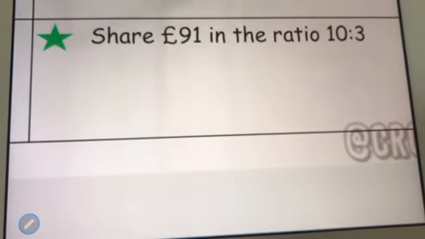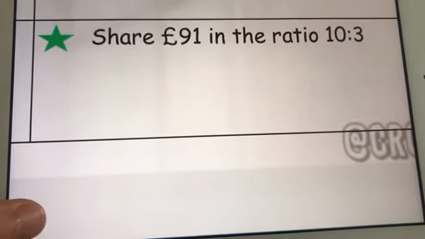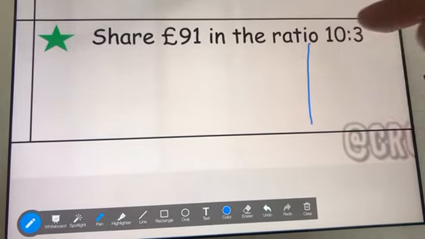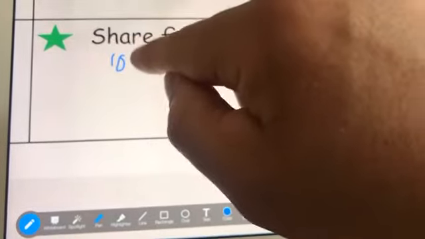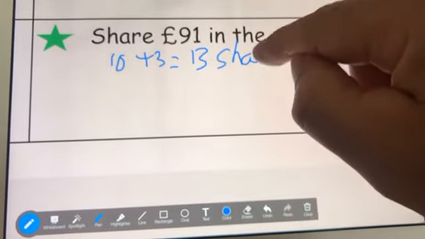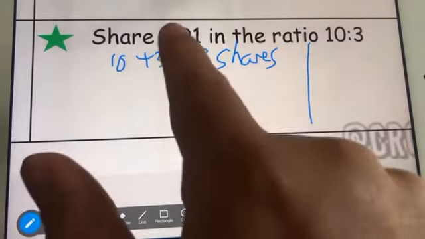Next one, share £91 in the ratio 10 to 3. So what I'm going to do first, I'm going to add my shares up. So, 10 plus 3 equals 13 shares altogether.